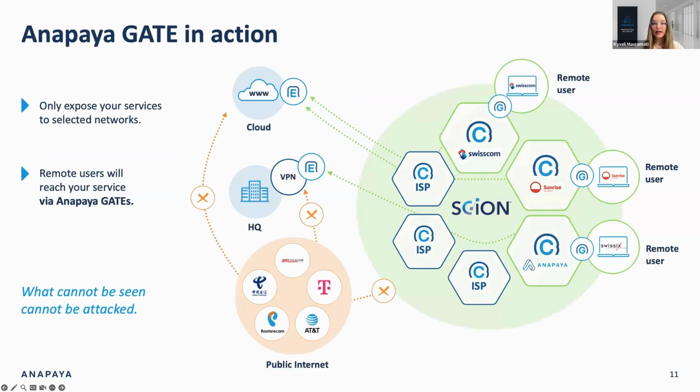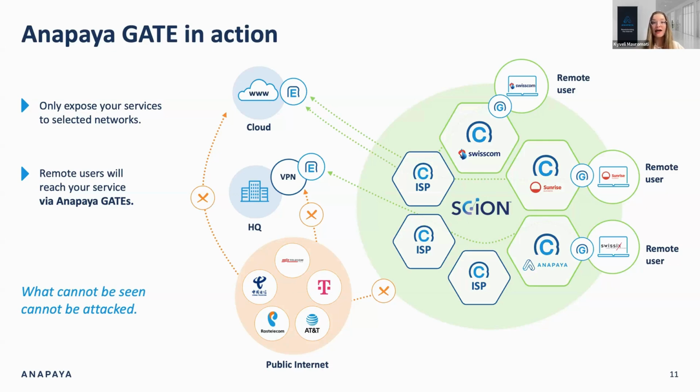You can see in the diagram here in green the SCION network and the 3 Anapaya gates deployed in Switzerland. We have a gate running at Swisscom, one at Sunrise, and one at SwissIX operated by Anapaya. And with these 3 gates, we achieve 100% coverage in Switzerland. These gates enable a secure connection to services such as cloud workloads or VPN servers, for example. And the users can be home office workers, IoT devices, any appliance, any device that can get access to the SCION network.